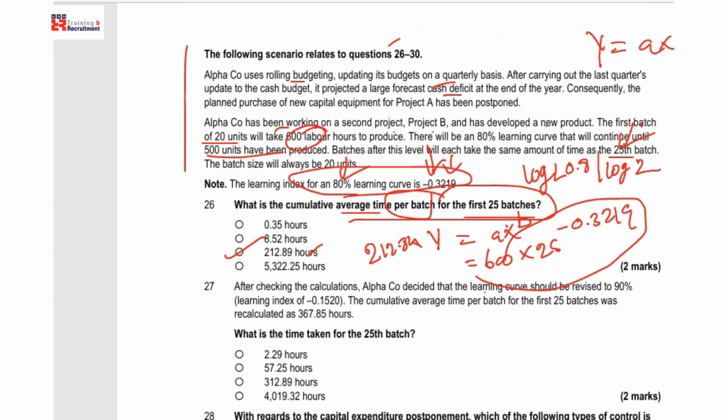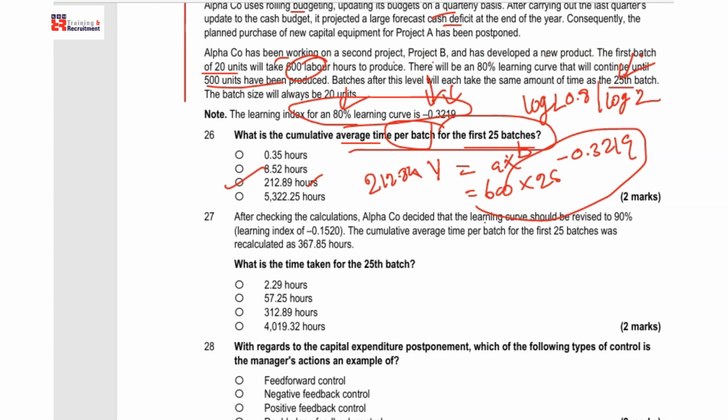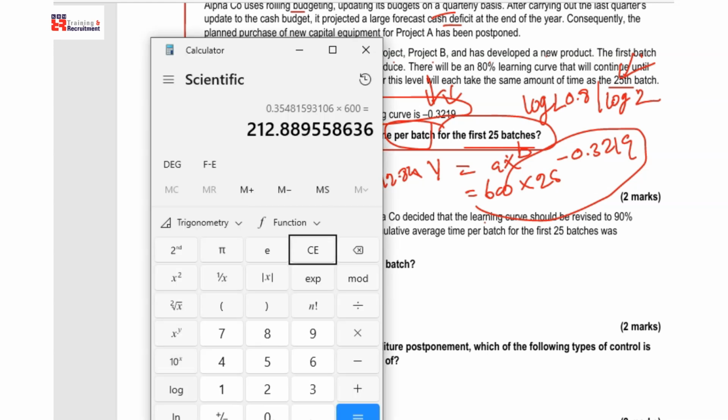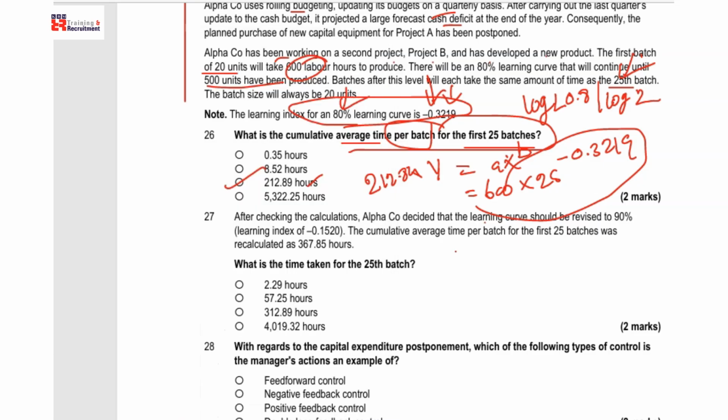Right, these are the formulas you need to remember. Even the log values you can get from this calculator. Log is given, yeah. If you want to know this one, log 2 is this value, and log 0.8 is this value. Then you divide and you get the answer.